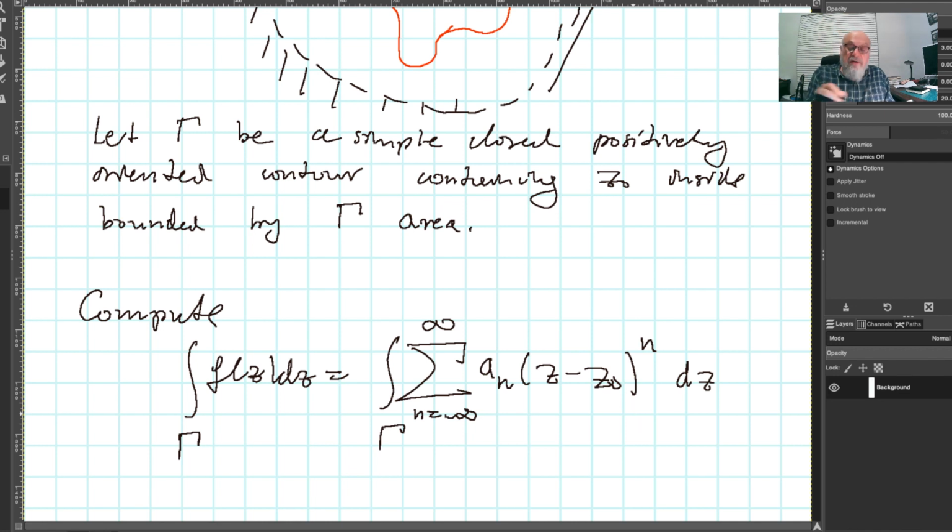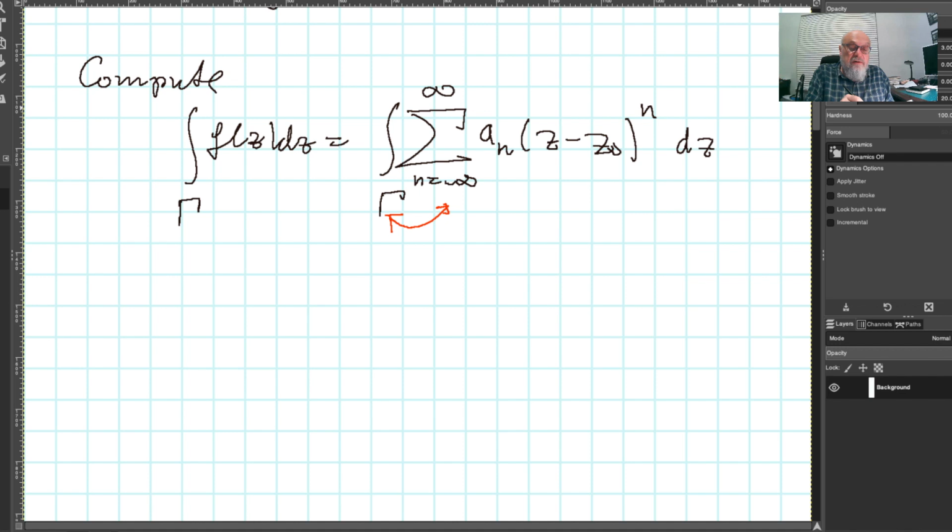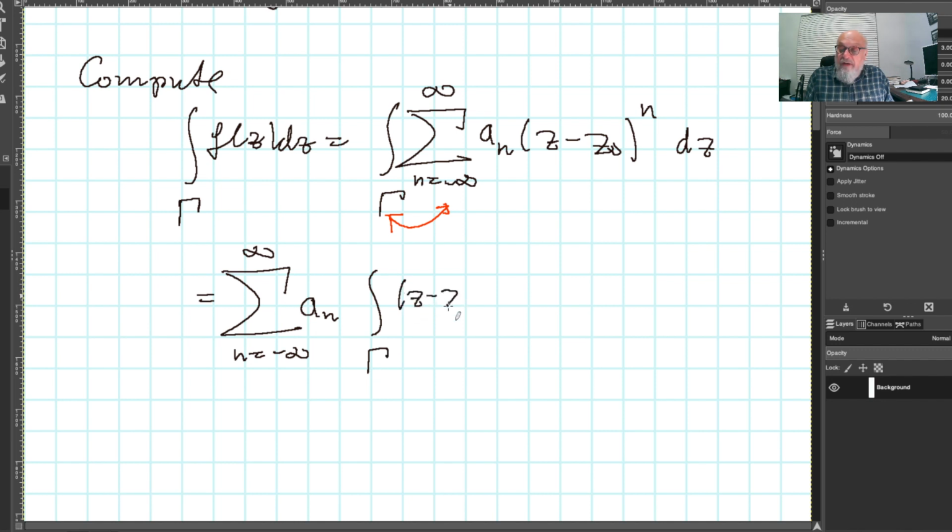Now, we already learned it. You can interchange the integration with the summation, and then this will produce the result. This is the sum from n equal minus infinity to infinity of a_n times the integral over gamma of (z minus z0) to the power n dz. Now the question is, what is this?